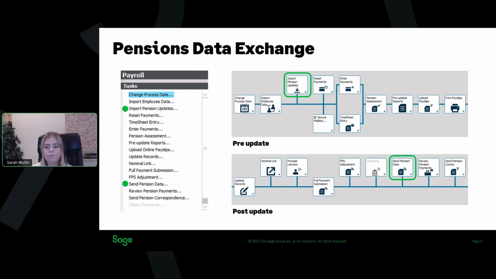Now, we'll move on to the main function, which would be sending pension data to your provider. Now, this is a post-update task. So you'll do it after updating your records. And at this stage, enrolment details and contribution amounts are sent directly to your provider. So no manual uploads required with PDX. So it really does speed up the process.